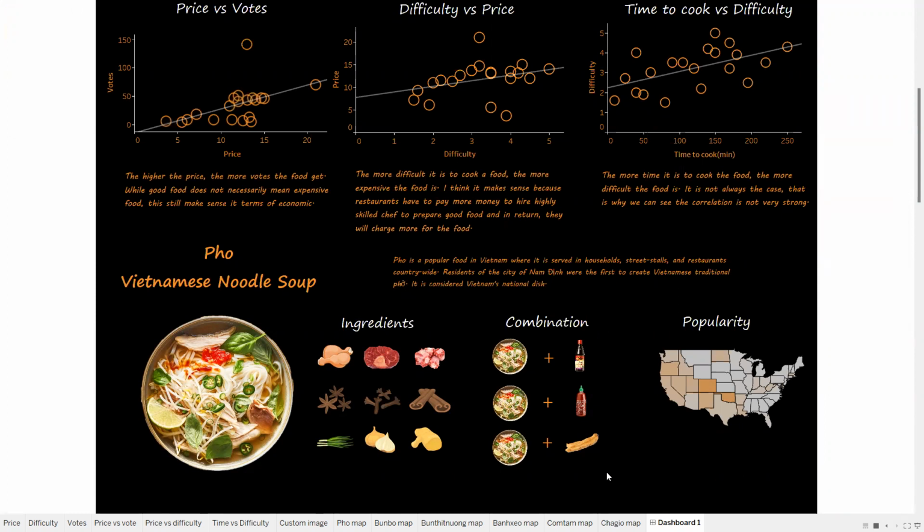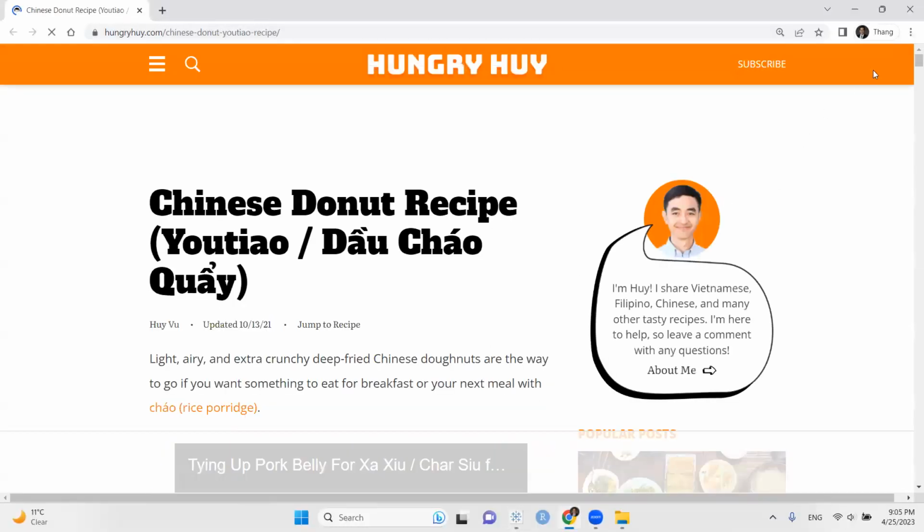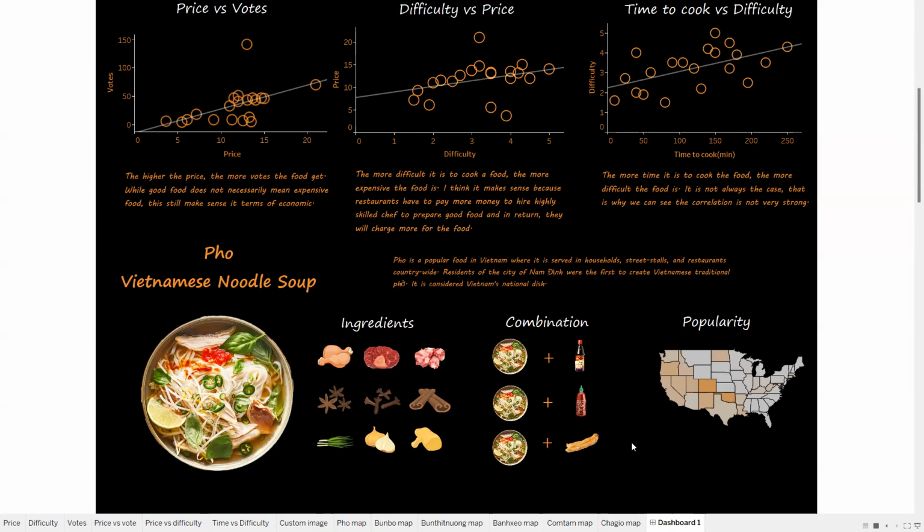And another interesting combination that goes with phở is the youtiao donut. I think it's kind of interesting because where I come from, people don't eat that so often, but up in the north, this is very popular.